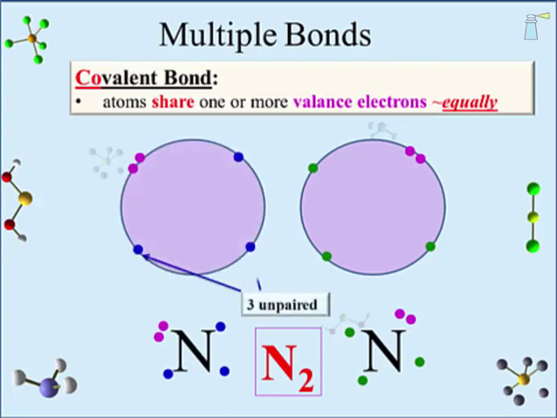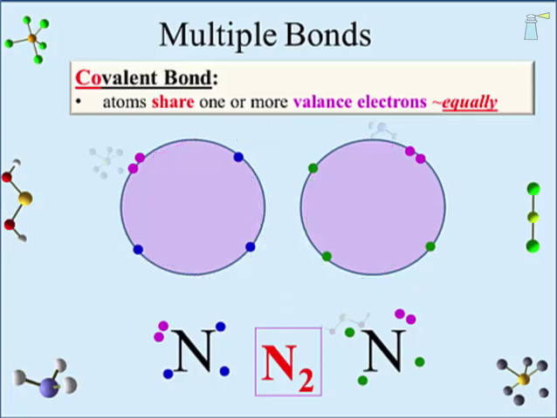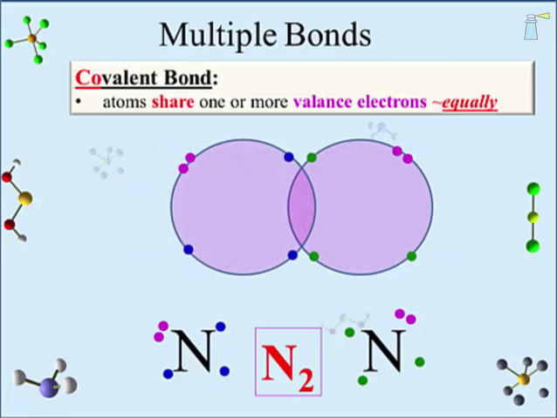Note that each nitrogen has 3 unpaired electrons. That means each nitrogen wants to form 3 bonds. Each nitrogen has a lone pair of electrons that will not participate in bonding. Bonding will occur with the overlap of 3 orbitals. 3 covalent bonds are formed. And that can be seen as a slight merging of the 2 atoms.